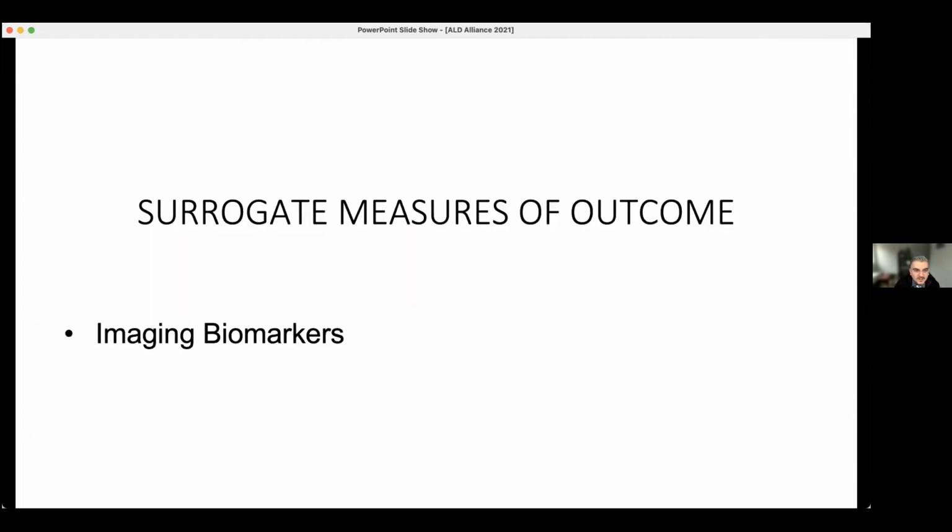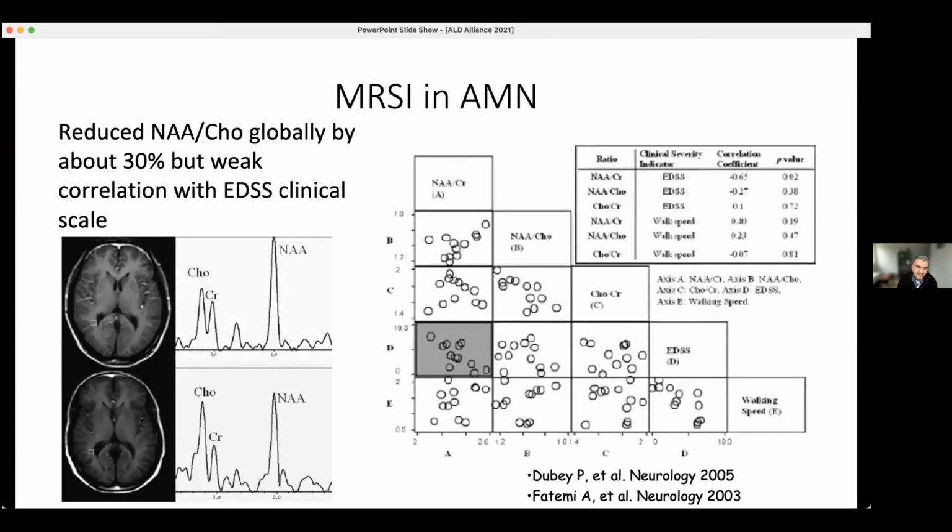So I want to pivot a little bit to other outcome measures. Two other categories need to be discussed. One is imaging. Of course, we are talking about a neurologic disease where there is something wrong with the nervous system, and we can image the nervous system. So there has been a long-standing focus on imaging.